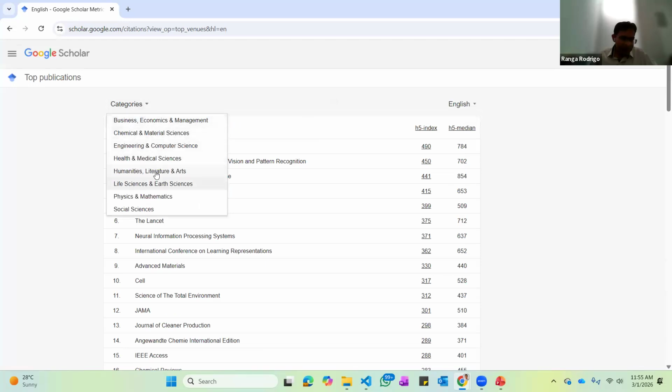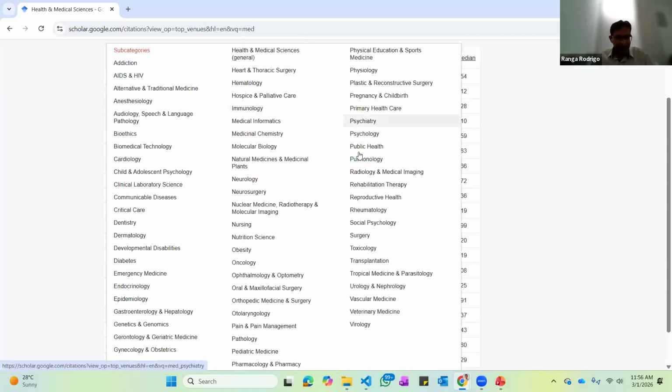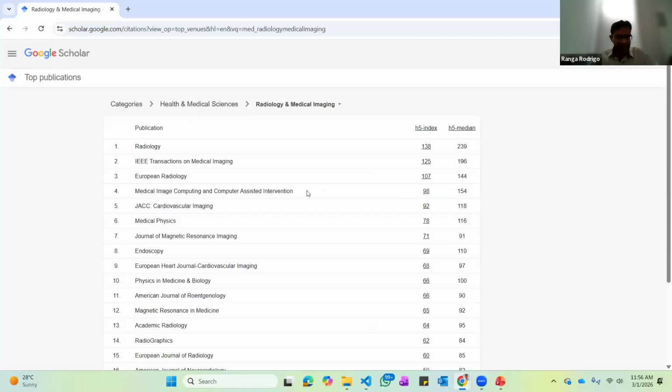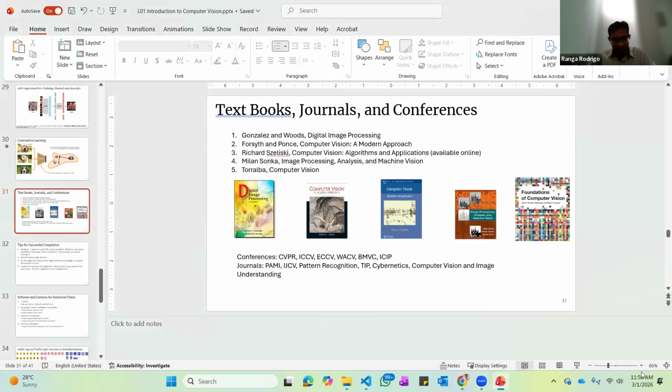In radiology, if you want to look at medical image processing, you have to go to healthcare and medical sciences. There you have radiology and medical imaging. The top conference there is Medical Image Computing and Computer Assisted Intervention. It's called MICCAI. We have one MICCAI paper. So these are the top forums.